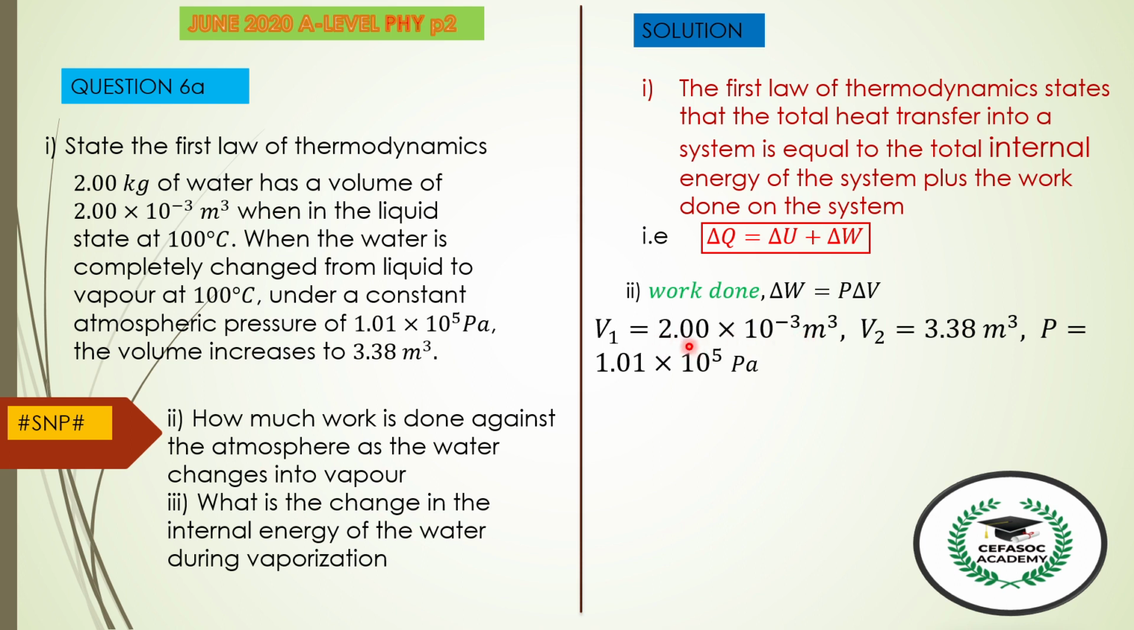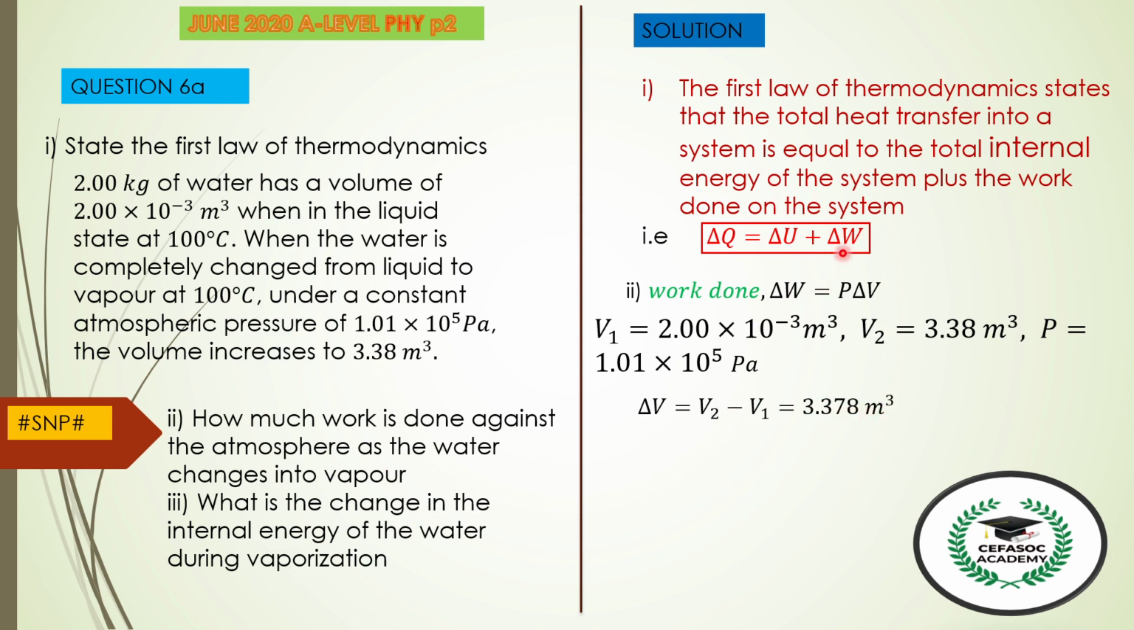So V1 is 2.00 times 10 to the negative 3 meters cubed. V2 is 3.38 meters cubed. P is 1.01 times 10 to the 5 Pascal. Okay, so we find first of all delta V because we are going gradually, step by step. Science is the systematic study of nature, so you go step by step to find W. First of all find delta V, which is V2 minus V1. You can punch your calculator, it is 3.378 meters cubed.